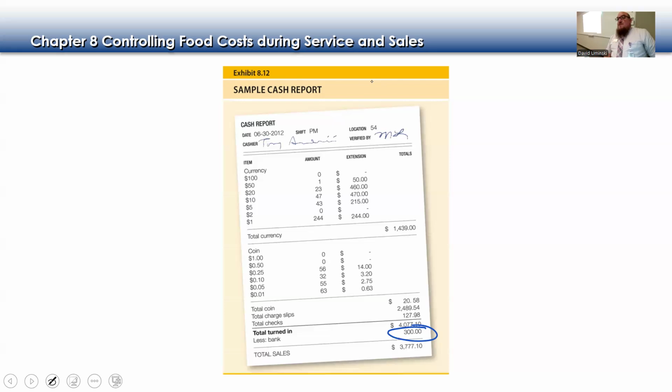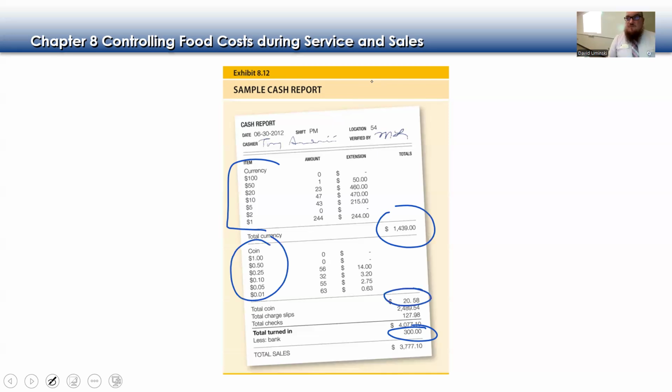And so what we do is we add up all of the currency, so that's the dollar bills. We add all that up, and then we add up all the coins to get our total coins. This $300 from the bank is part of this money here. We haven't taken it out yet. So we started with it. We add more money as the shift goes on.